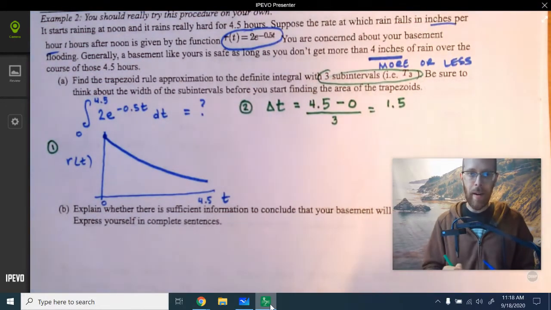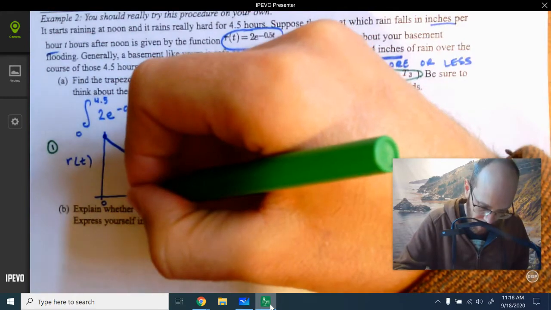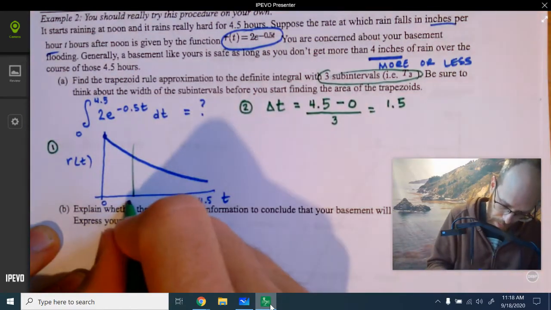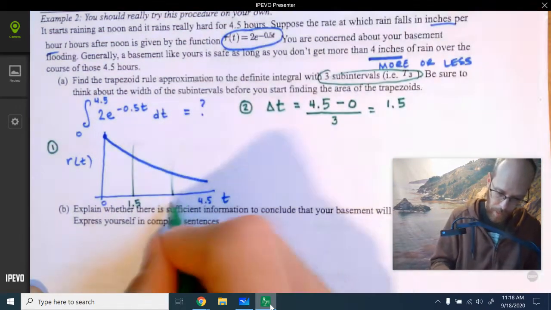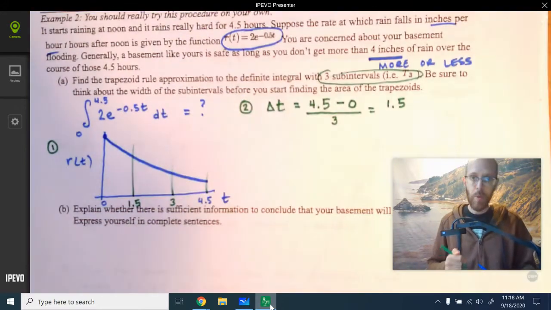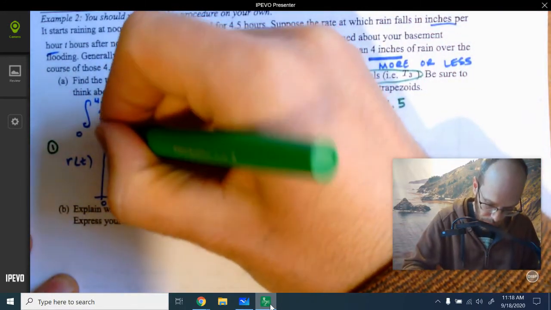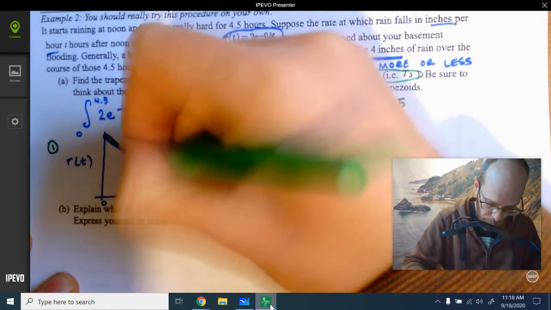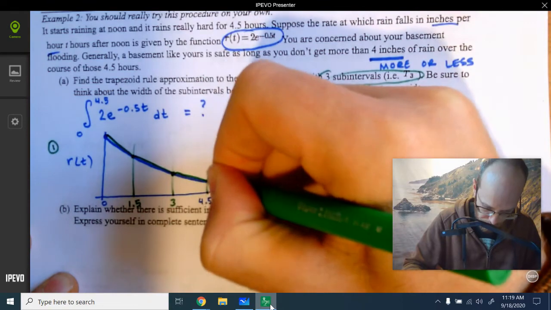Now that you know that our intervals are going to have a width of 1.5, you can come over here and you can mark those intervals. So the first one will be 1.5. Add 1.5 onto that. The second one will be at 3. Add 1.5 onto that. The last one will be at 4.5. So there's our intervals, and our trapezoid is going to look something like this. Boom, boom, boom.